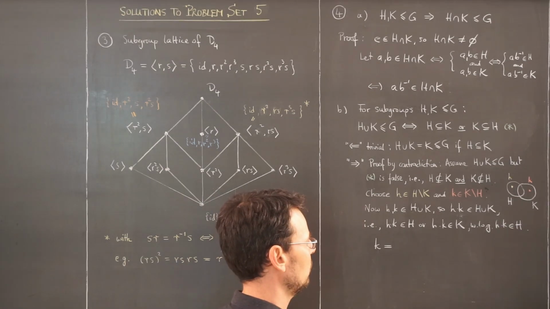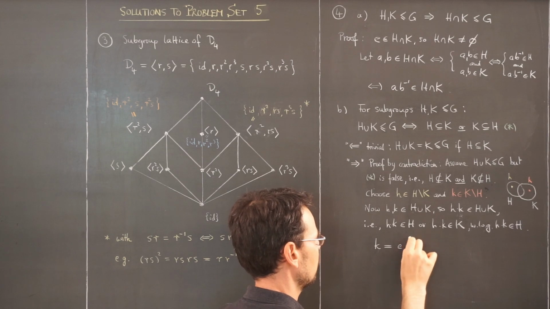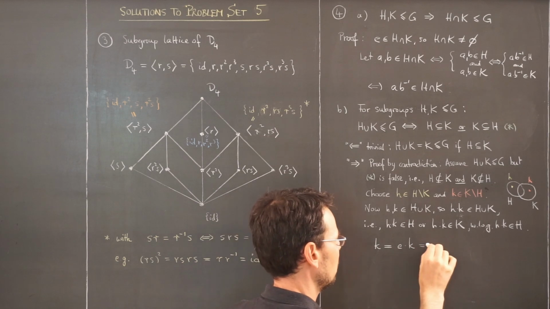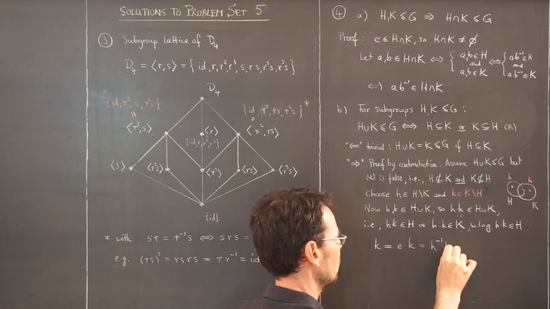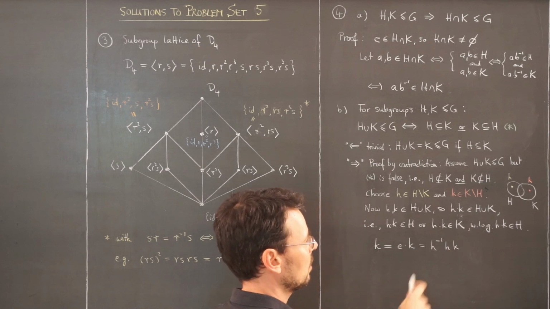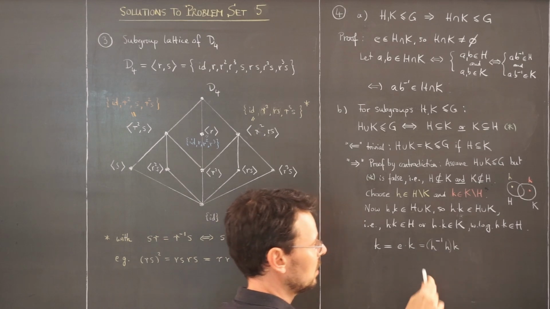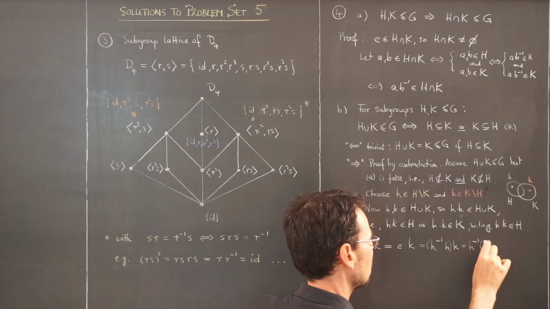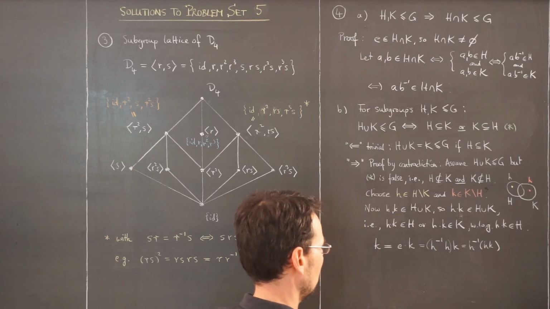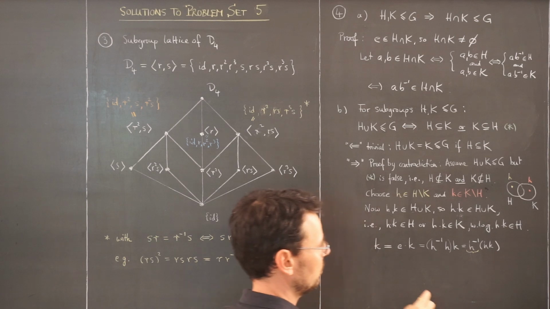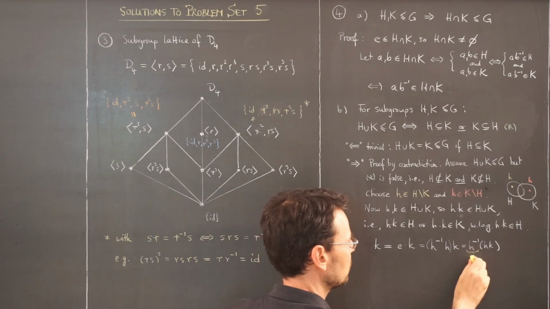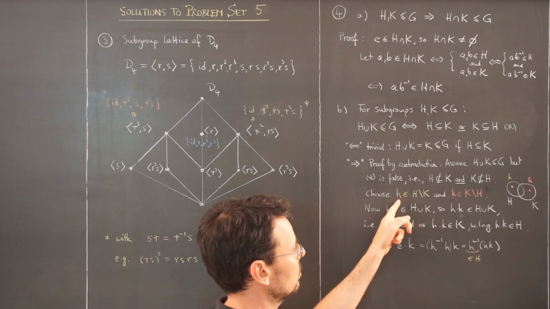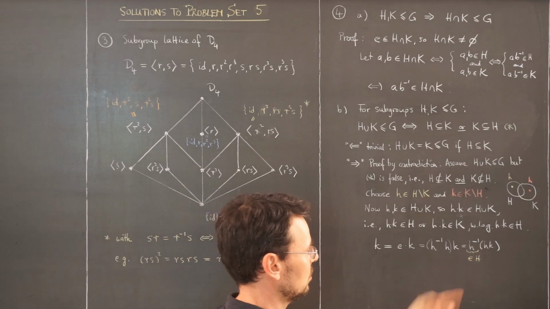Now we come to the following contradiction. We write k as e times k. e is h inverse h, k. By associativity I can move the parentheses, and now I have written k as h inverse times hk, which lies in H because H is a subgroup and small h lies in H.